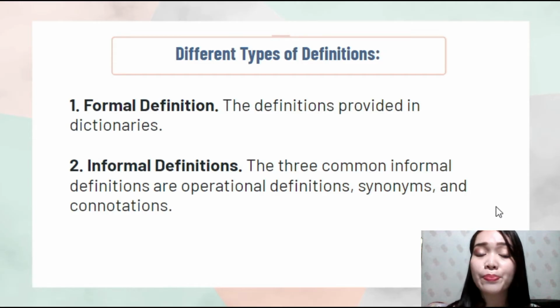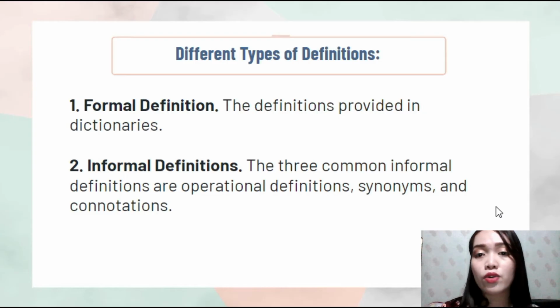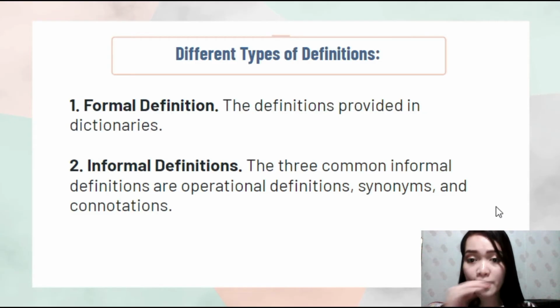Another type of informal definition is the synonyms. So those are the words that have the same meaning as the term you are defining or searching. So for example, you search for the word fast, and one of the synonyms of the word fast is quick. Okay?